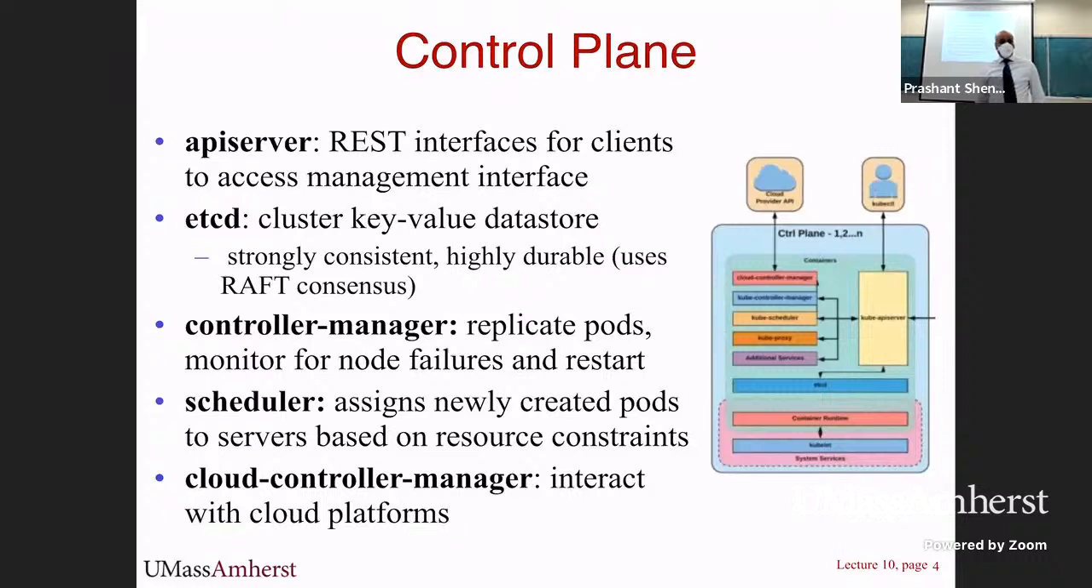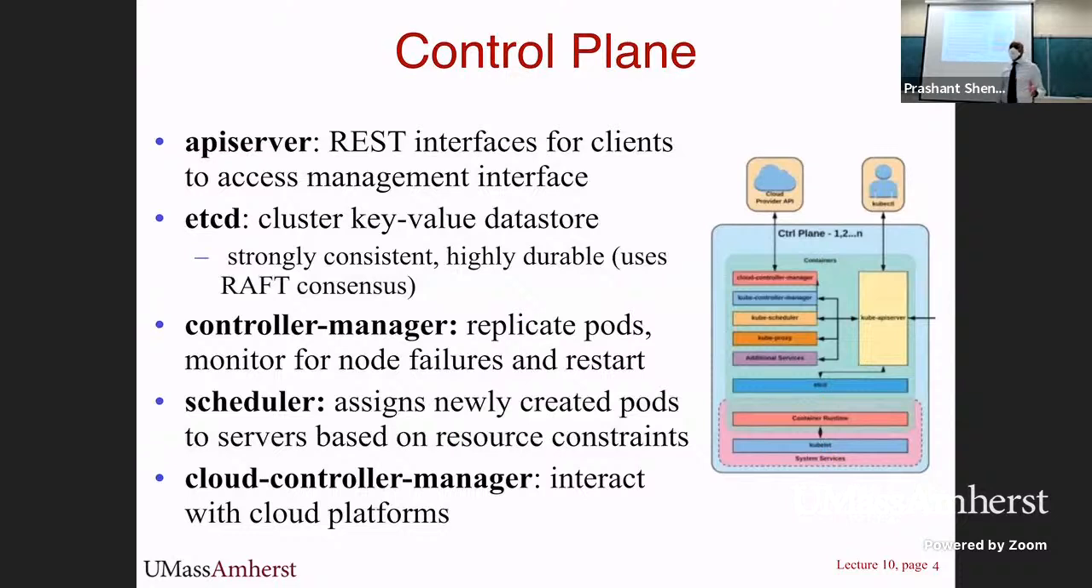Okay, so now with those 2 abstractions in mind, the notion of a pod, which encapsulates containers, and the notion of a service, let's talk about the architecture of Kubernetes. There are 2 things to keep in mind. There's an entity called the control plane. This is essentially the controller, the entity that manages all of the machines in your cluster. Here's a picture of the control plane, and essentially it has 5 components.